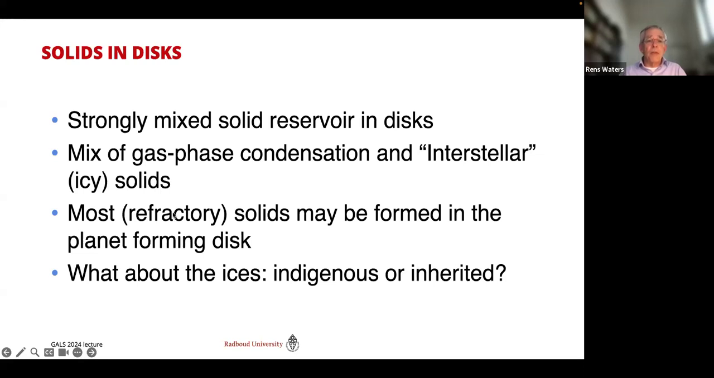And there is some evidence that refractory solids in planet-forming disks, and therefore also in a protosolar nebula, might have been formed in the planet-forming disk itself. So the entire memory of what the solids would have looked like, the refractory solids, would have been lost in the protosolar nebula. And then, of course, one of the big questions is what happened to the ices? Are they indigenous? That is, are ices also formed in planet-forming disks, or are the ices inherited from the molecular cloud and that feeds the disk?